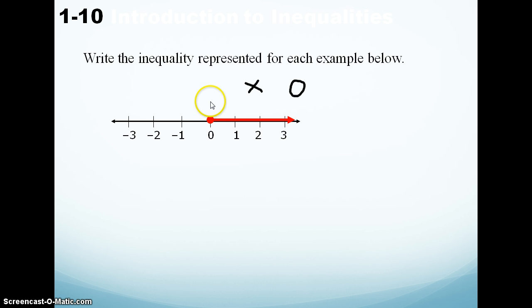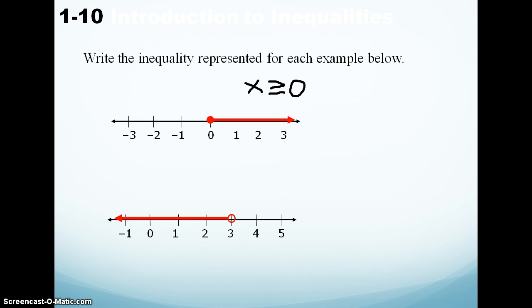Now we have to decide if the arrow is pointing to the right, that means that the values are greater than 0. And when we look at the circle, we see it's closed. That means that we can equal 0. So if we double check, x is greater than or equal to 0. If I pick 1, 2, 3, any of those numbers and plug it in, it works.